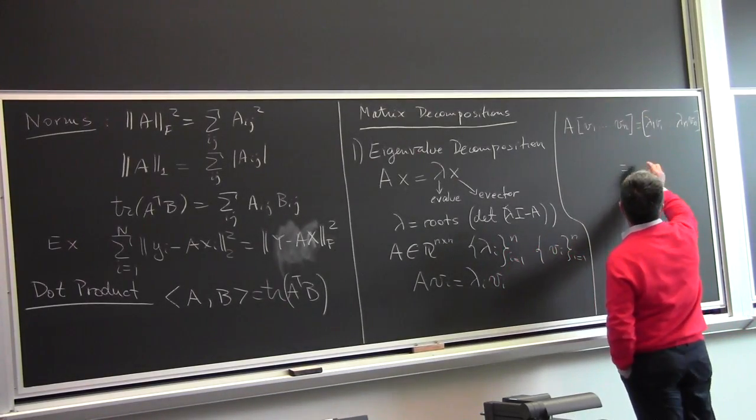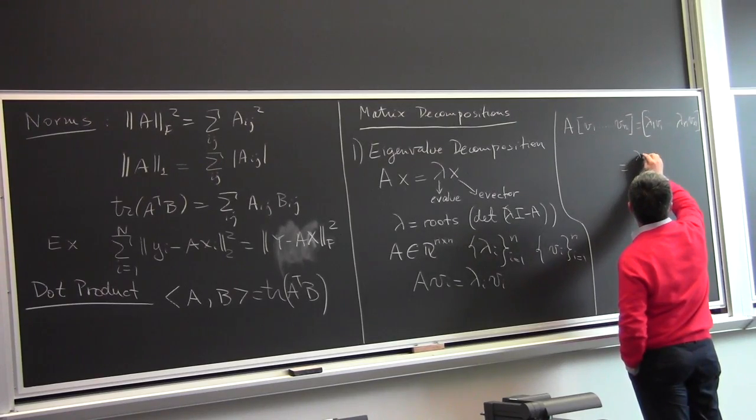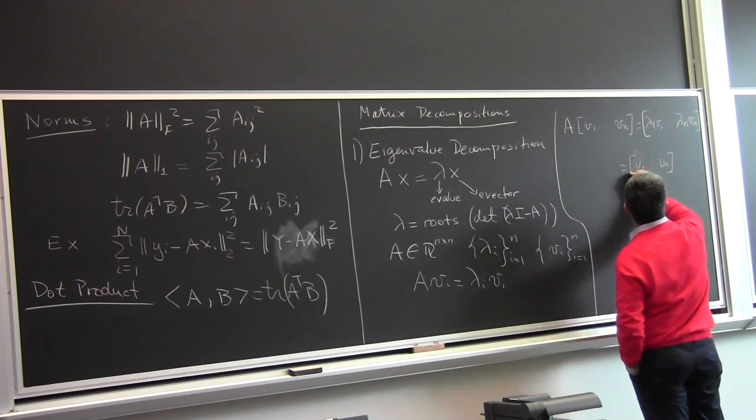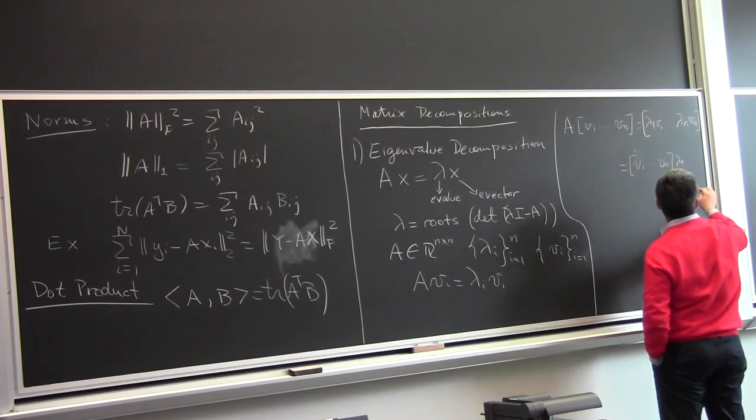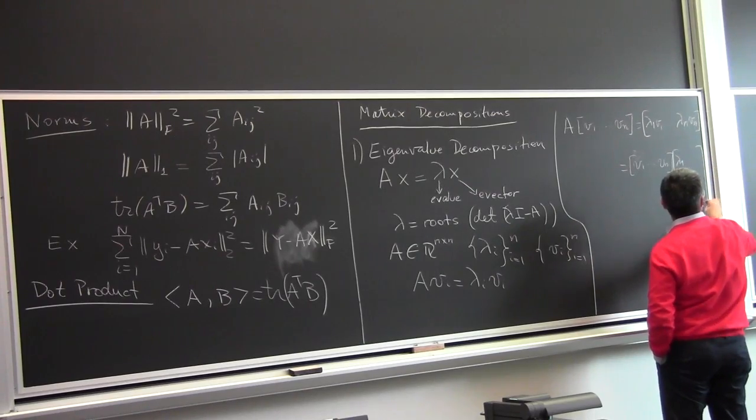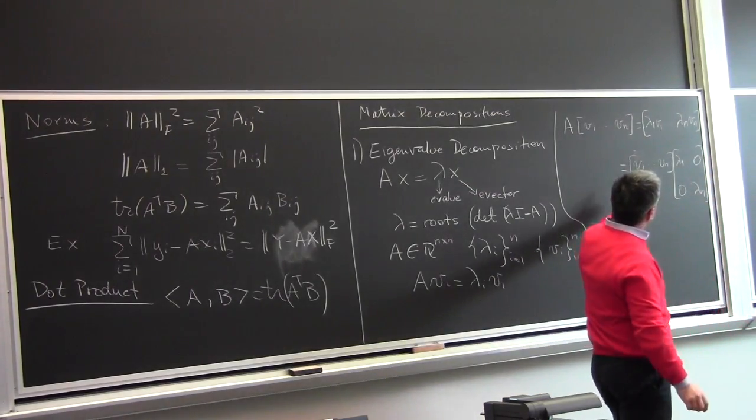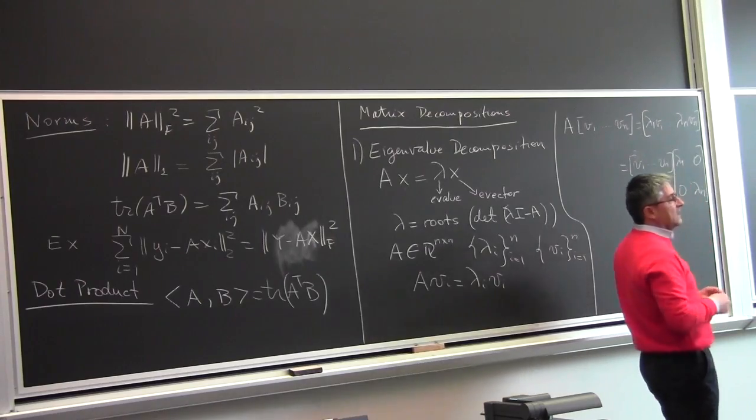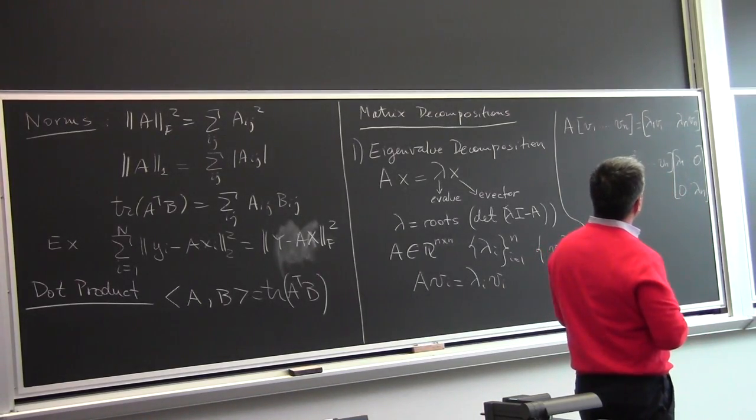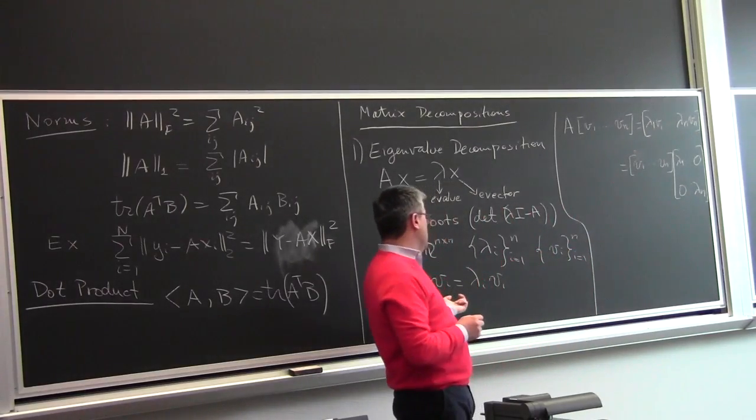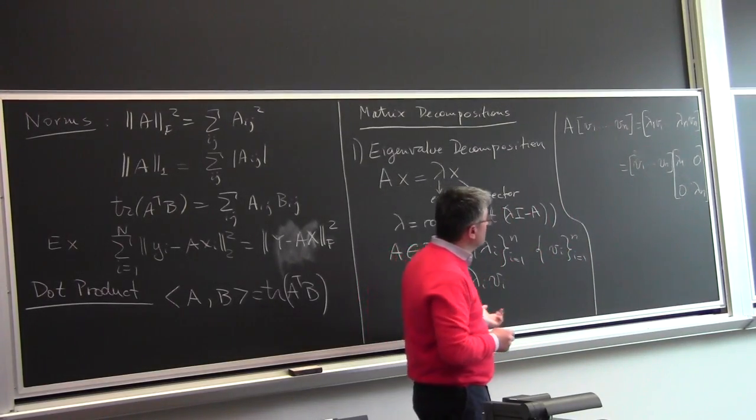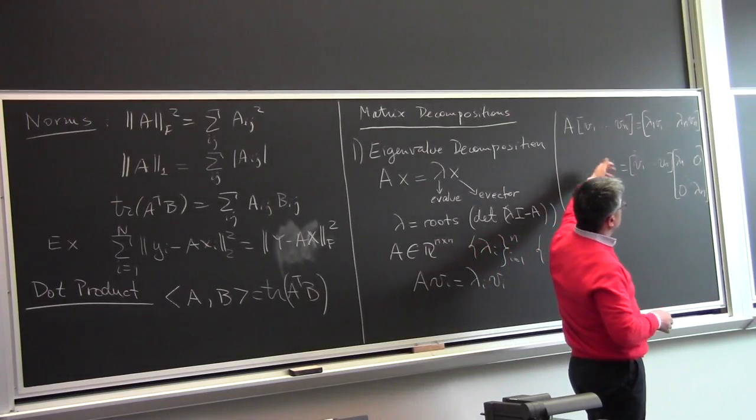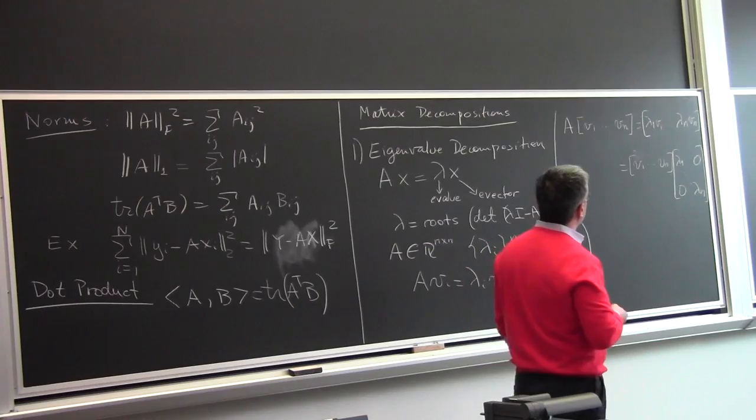And this can always be written as the matrix v1 through vn multiplied by a diagonal matrix with lambda 1 through lambda n. This is now just the matrix of all eigenvectors, and this is the matrix of all eigenvalues that go into a diagonal matrix. So all I've done is take the standard eigenvector-eigenvalue equation and write it in matrix form simultaneously for all eigenvectors and all eigenvalues.